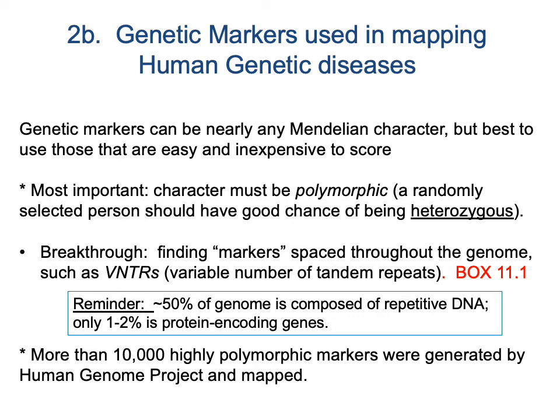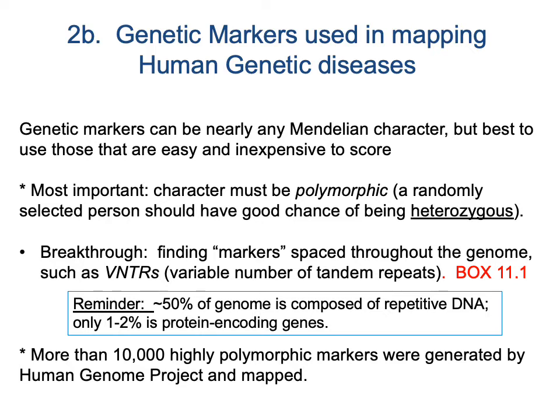Okay, so what genetic markers are used in mapping human genetic diseases if we can't do disease mapping? Well, they can be almost any Mendelian character, and what that just means is any piece of DNA. But we want to use markers that are easy to use and inexpensive to score. So the criteria people have used over the past decades is that first, the character has to be polymorphic, which just means it has to vary. A randomly selected person should have a really good chance of being heterozygous.